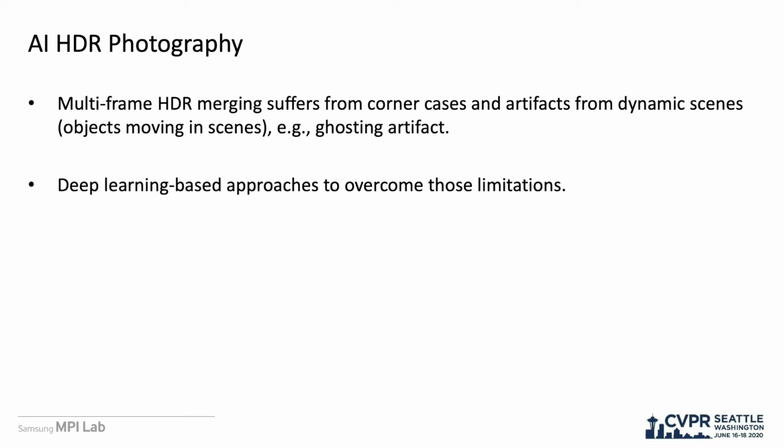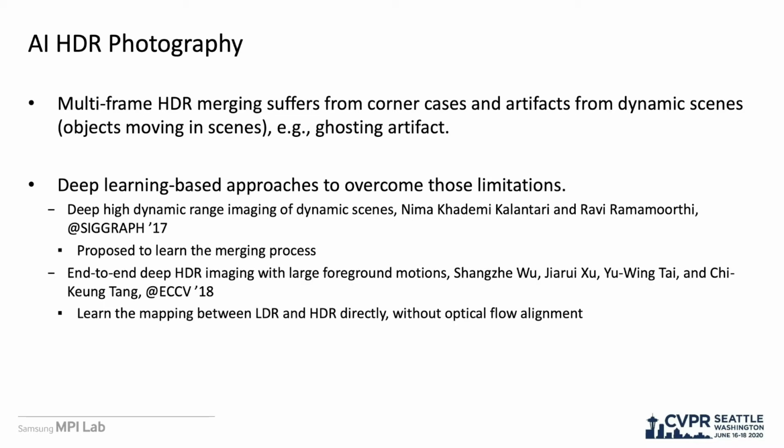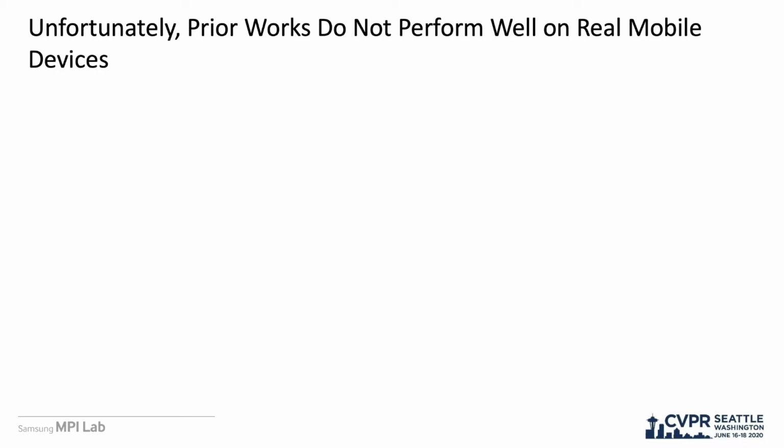In recent years, researchers proposed several deep learning-based approaches to overcome those limitations. For example, deep high dynamic range imaging of dynamic scenes introduced by Kalantari proposed to learn the merging process. End-to-end deep HDR imaging with large foreground motions introduced by Shangzhe Wu proposed to learn the mapping between LDR and HDR images directly without optical flow alignment. Unfortunately, prior works do not perform well on real mobile devices in various real scenarios.